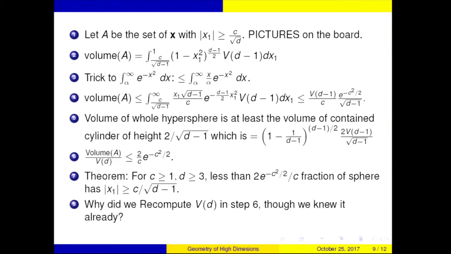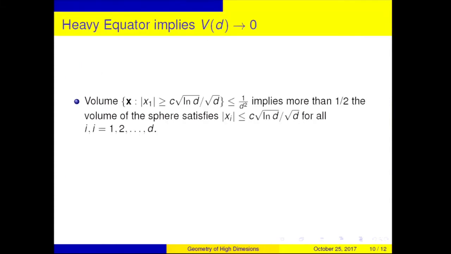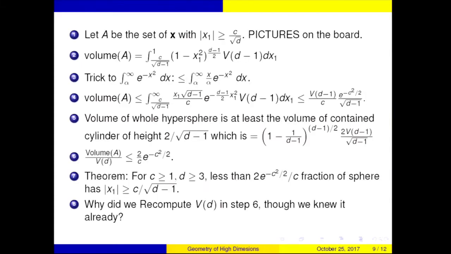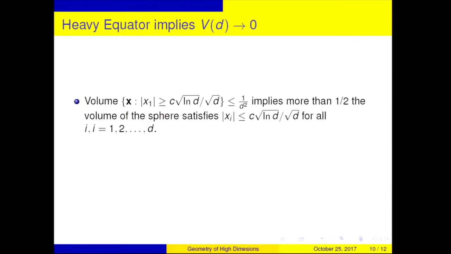So I guess the question is, why did we recompute V(d) in step 6? That's because I wanted the denominator and the numerator to be in terms of V(d-1). So that's not a very interesting question. Now this result implies a bunch of things.